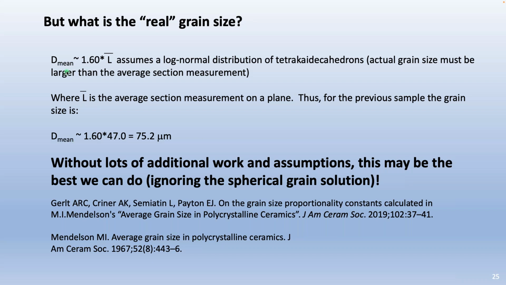And they came up with this equation here: the mean grain size is about 1.6 times the average sectional measurement, where L bar is the average sectional measurement on a plane. For the previous example, if we apply this, we have a mean grain size of 75.2 microns. And right here is the bottom line. Without lots of additional work and assumptions, this may be the best that we can do.